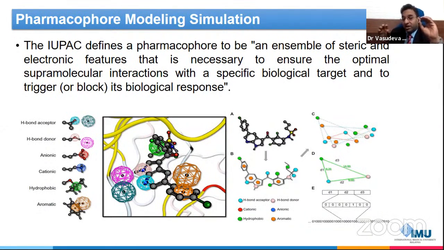Here a hydrogen bond donor is there. The distance between this acceptor to this donor, and here a ring system is there. So this acceptor to this ring system and this ring system to this donor makes one triangle, and this is the model called the pharmacophore model.